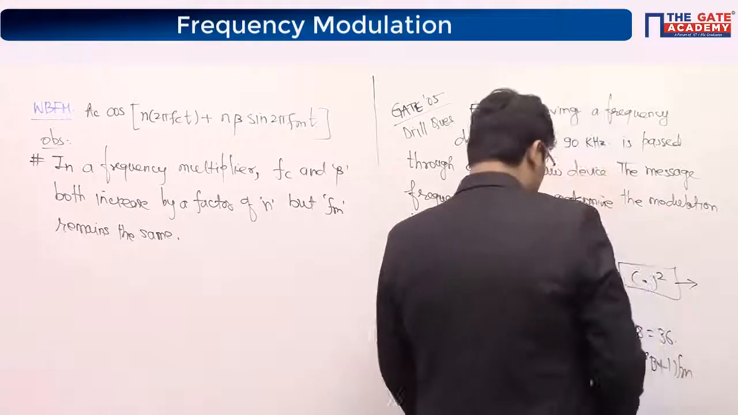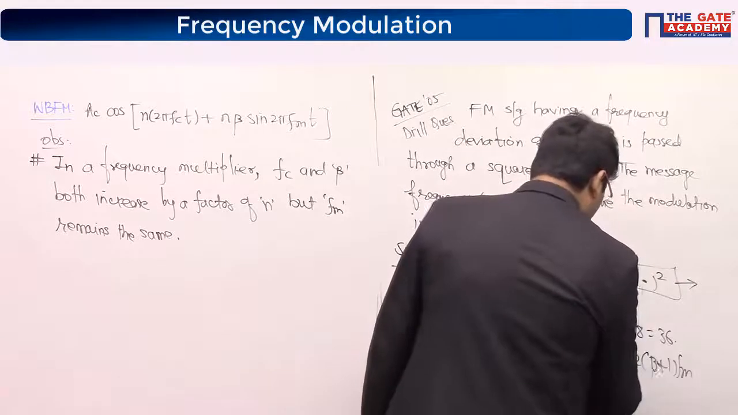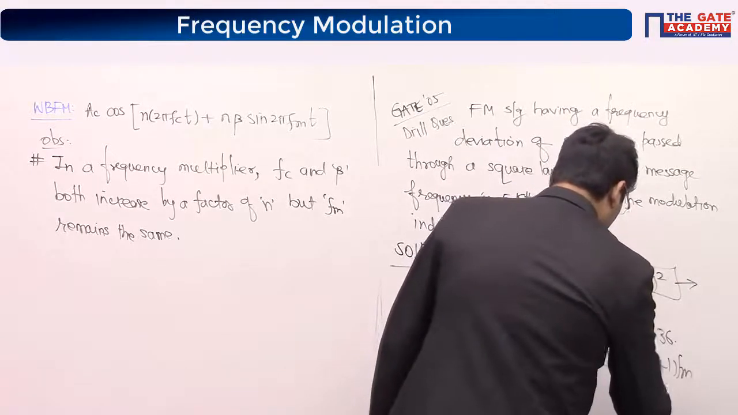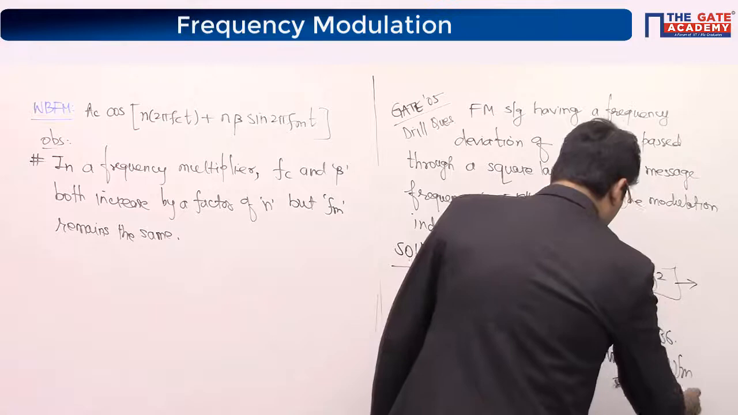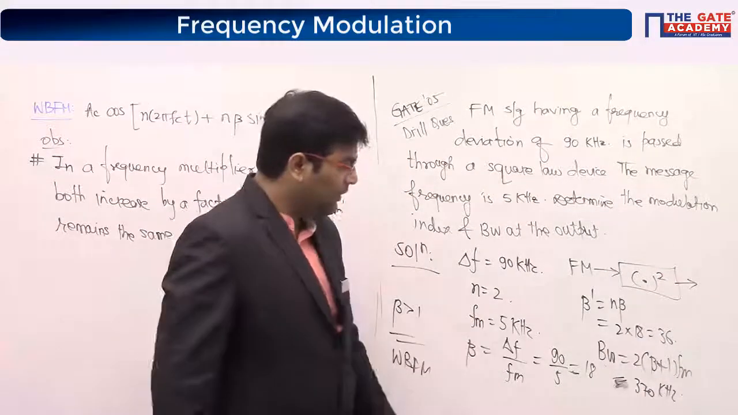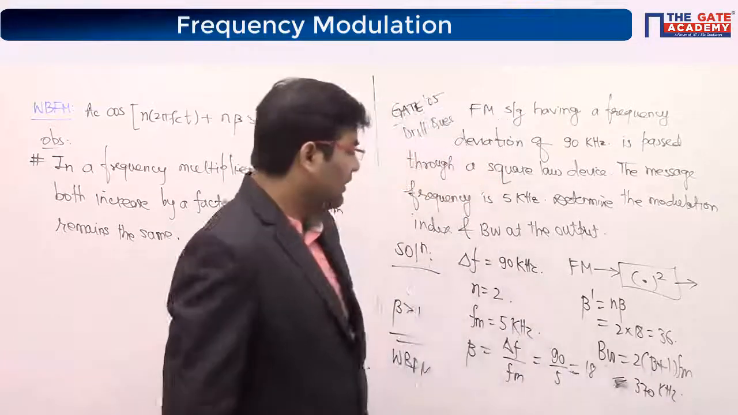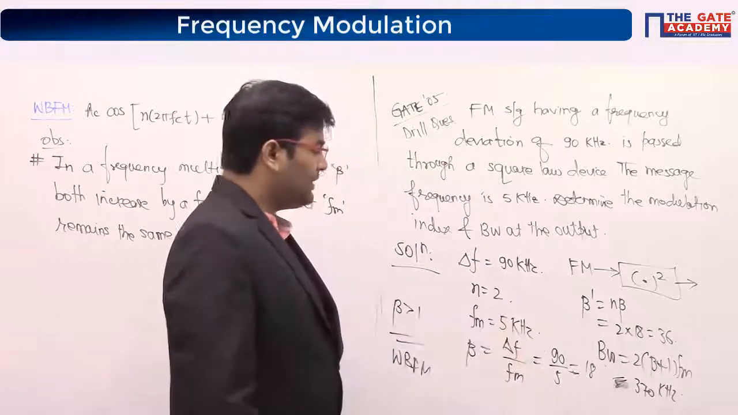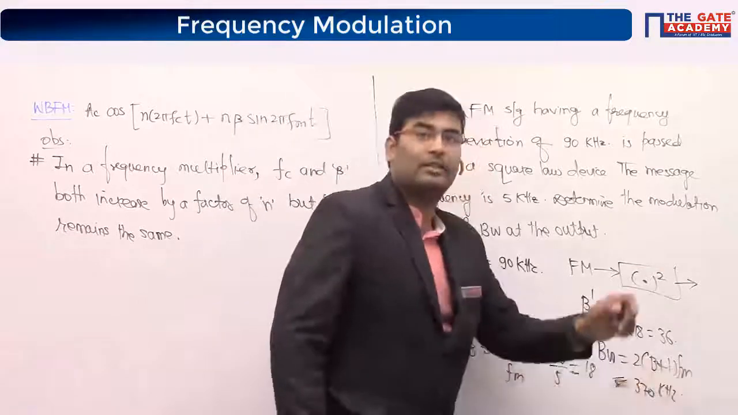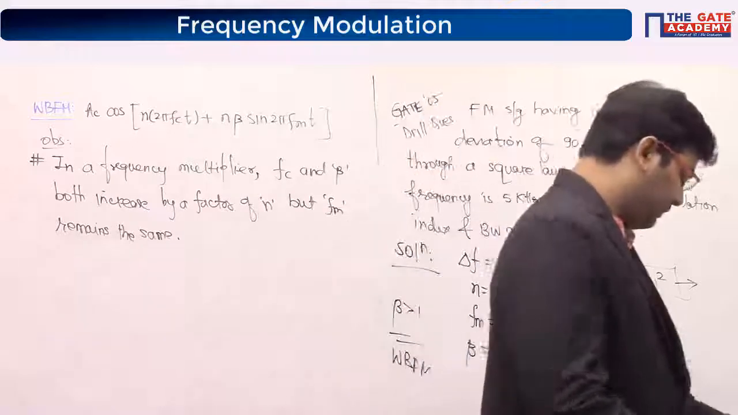FM. So if somebody can just solve this, you will get 370 kilohertz. Sorry to go so down because I didn't have much space there. It is 2 into beta, which is 36 plus 1, 37. 37, 2 into 5 is 10. So 37 into 10 is 370 kilohertz. Clear? Easy question.